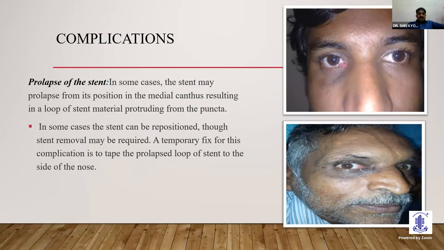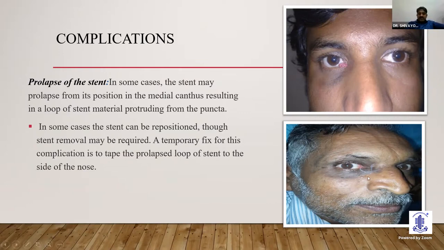Coming to the complications of stenting, prolapse of the stent. This is a very common complication, when my resident calls me, sir, a case has come with prolapse. So this prolapse can be managed. The small prolapse can be managed. Just try to put it back using a tooth forceps, try to put it inside. This goes inside and then anchor the knot in the nose.